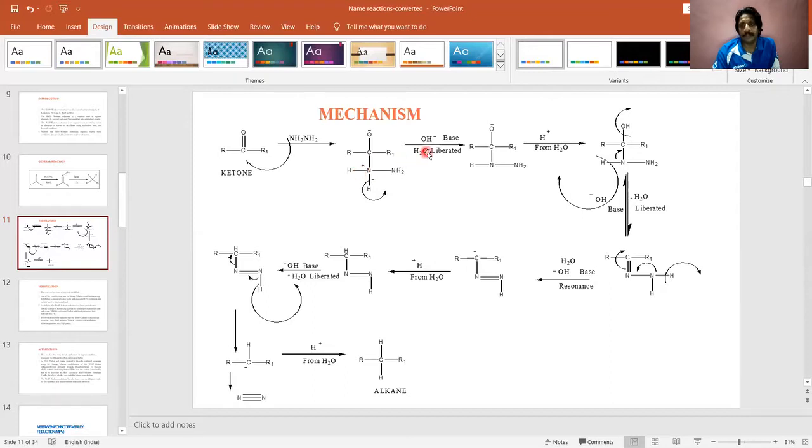Now base comes into the picture. I already said that hydroxide ion is the base, and what is its purpose? To abstract or to grab a proton. So it grabs the proton from here. That means hydrazine, NH2 NH2. So the OH minus ion grabs the proton from here. That leaves this pair of electrons on the nitrogen atom.